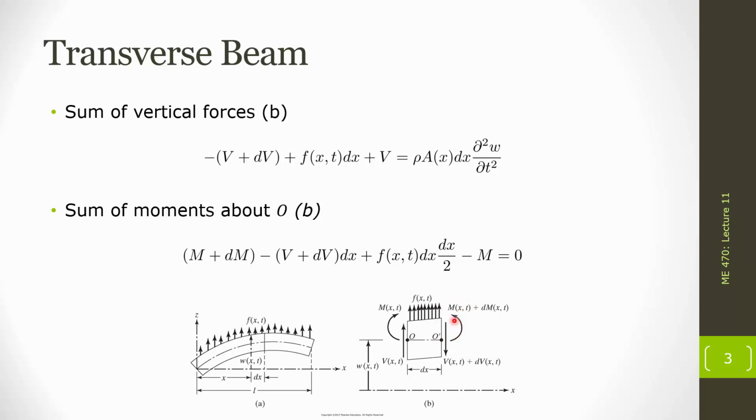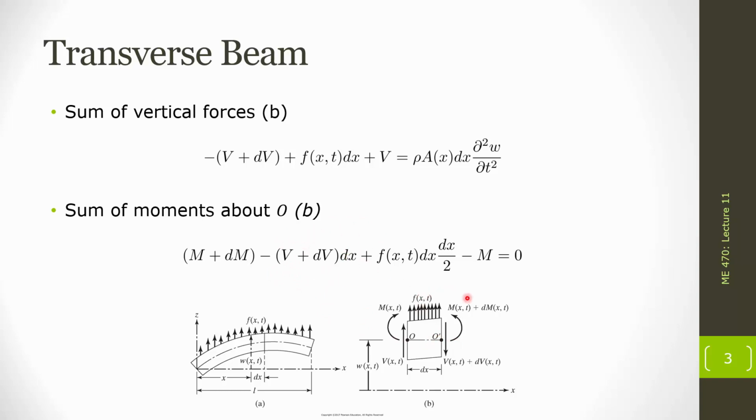In the negative clockwise direction, we'll have m, so minus m at the end here. We go through O, we have v, so it does not appear in this equation. However, we do have this v plus dv that is a distance dx away. So that appears as our second term here. That's the moment it causes around point O.